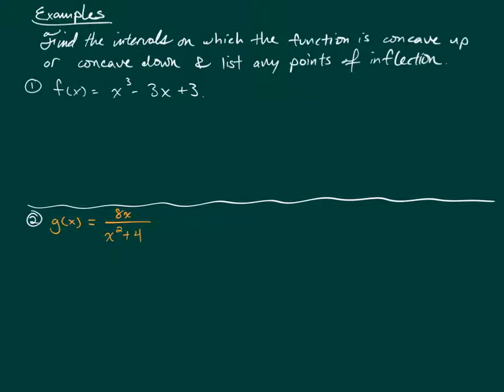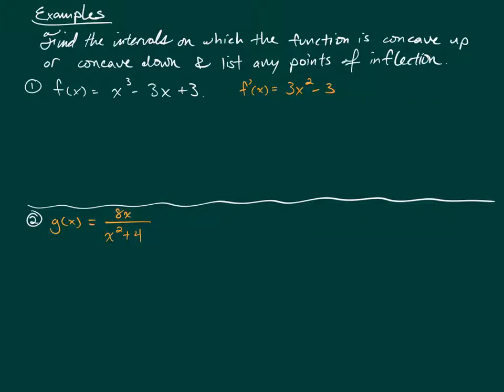Find the intervals on which the function is concave up or concave down, and list any points of inflection. So the first thing we need to do here is find the first derivative. I'm going to find the first derivative over here, and it looks like we just get to use the power rule here. So this will be 3x squared minus 3.